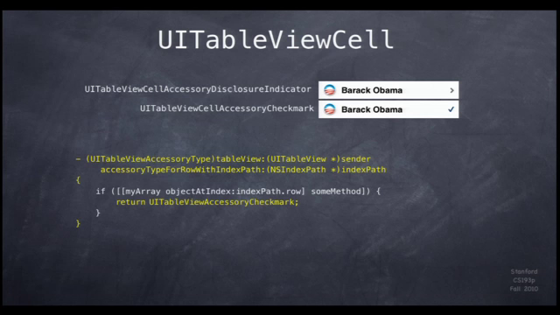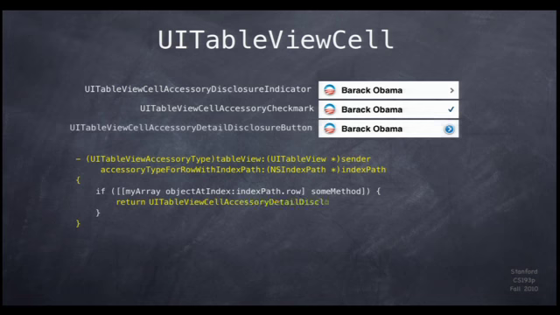If you're doing the radio style where only one thing has a check mark, you have to implement that yourself. In other words, you have to figure out what's my currently check-marked one and make sure you uncheck the last one, set its accessory type to none, and then go back.